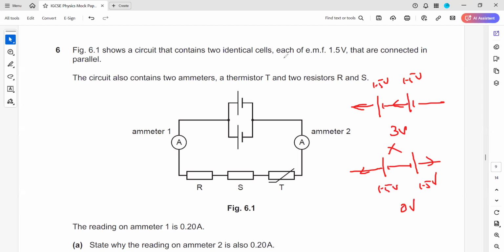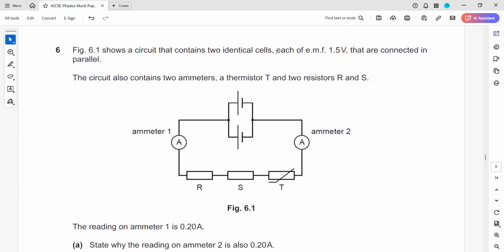So in this case, each identical cell has an EMF of 1.5, so this is 1.5, this is also 1.5. So what will be the combined? The combined will also be 1.5. And the current which is passing through the circuit, ammeter 1 reads 0.20. If ammeter 1 reads 0.20, how much current will ammeter 2 read?